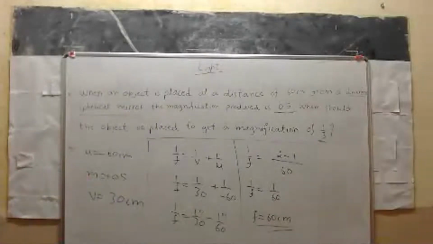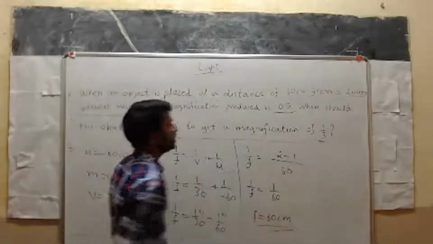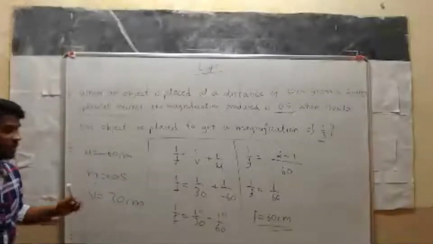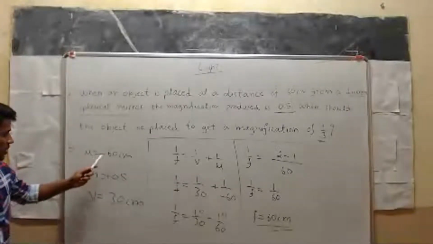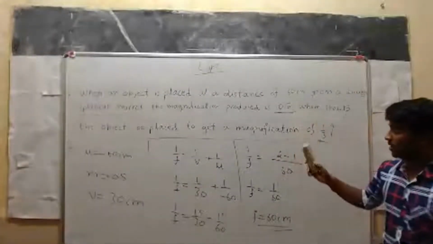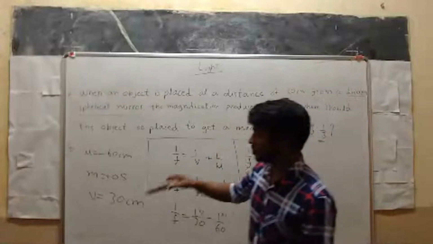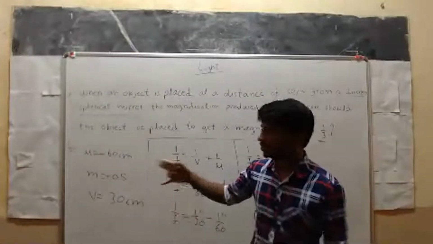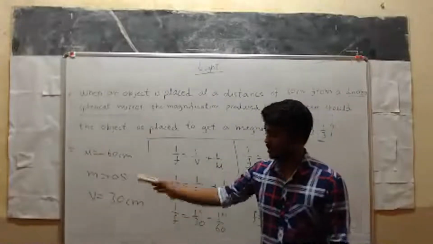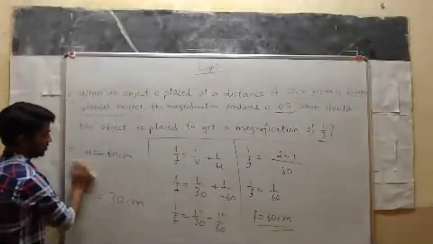Next, where should the object be placed to get a magnification of 1 by 3? In this case, we don't know the object distance and we don't know the image distance. For the first case, when the magnification is 0.5, it was minus 60 and plus 30. Now the magnification changes, when you change the position of the object. If you change the position of the object, then automatically the image distance, or position of the image, also changes. Now how to find out the object distance?